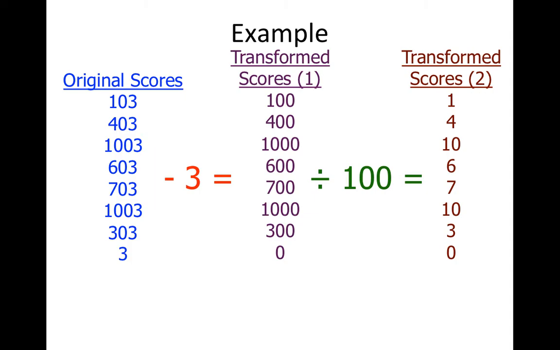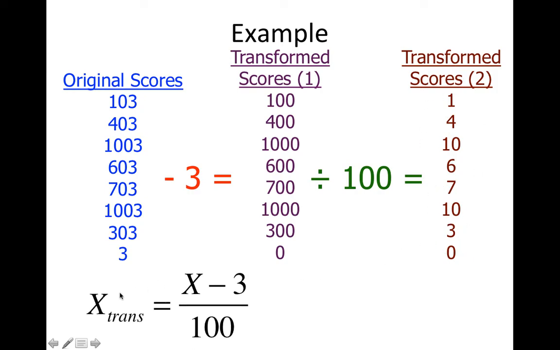Another example here is, what if we had scores something like 103, 403, 1,003, 603? If we were to subtract 3 from everything, we wind up with sort of easier scores. We wind up with scores that are all divisible by 100. And if we then divide by 100, then we wind up with much easier scores to work with. In this case, our transformation would be X minus 3 divided by 100.